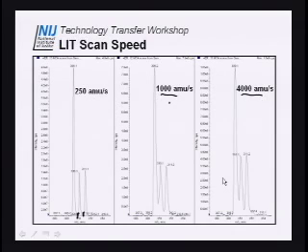These ions, 309, 310, and 311, this is actually from Alprazolam. These are all resolved from one another. Whereas here, at 1,000 AMUs per second, you can tell the difference between 309 and 310, but you can see that they're not baseline resolved.